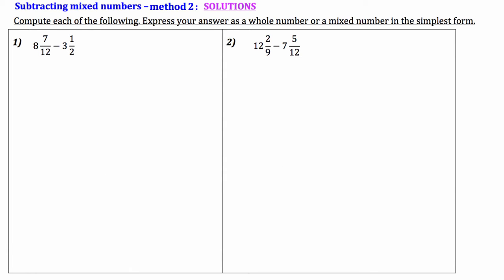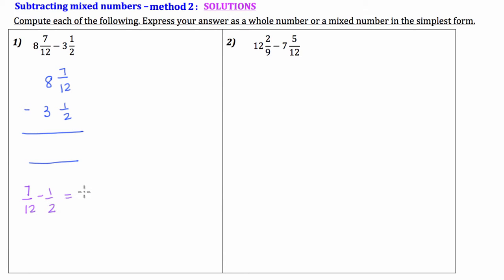Let's now start solving these problems. So the first problem is 8 and 7/12 minus 3 1/2. The first step I'll take is to stack these two numbers. So 8 and 7/12 minus 3 1/2. The second step is to subtract the fractional part. So 7/12 minus 1/2. The common denominator for this is 12.